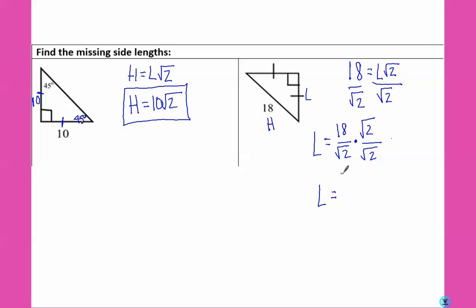which will give us 18 square roots of 2 over, remember, square root of 2 times square root of 2 is the same thing as square root of 2 squared. Square and square root undo each other, so we would just be left with 2. And then can we simplify our fraction? We can. 18 divided by 2 would be 9. So our legs have a length of 9 square roots of 2.